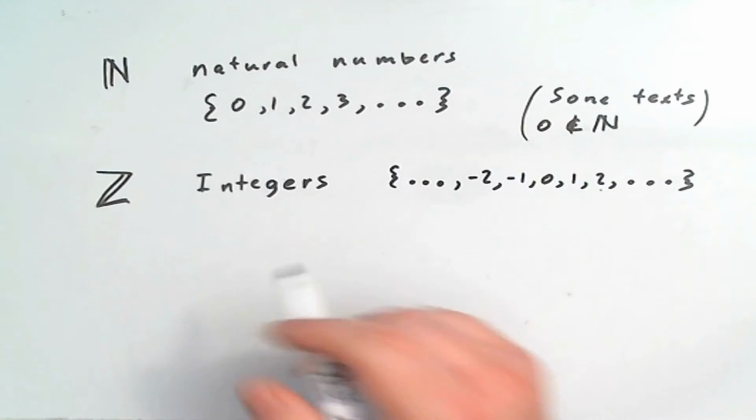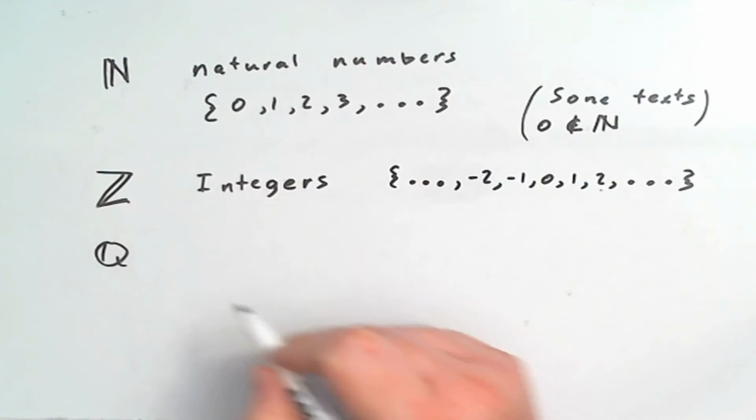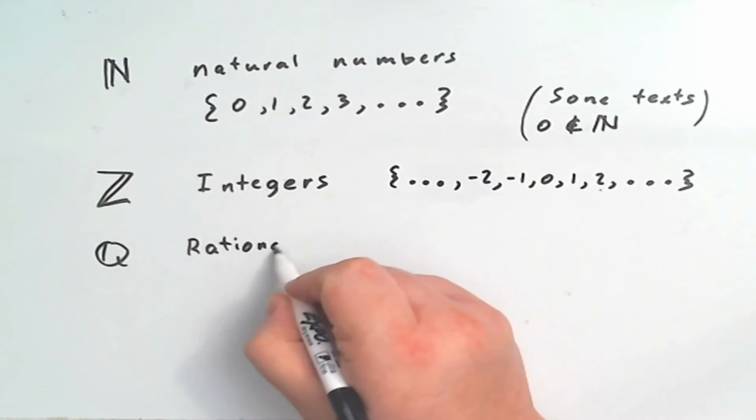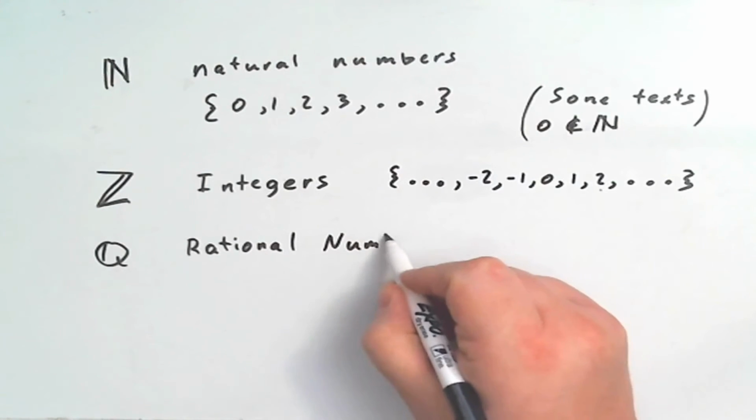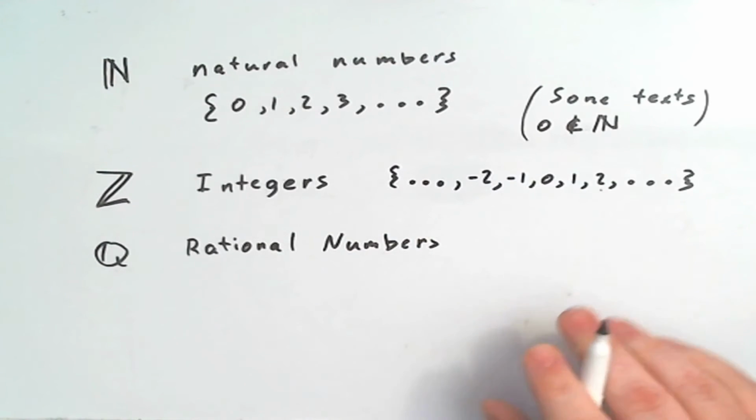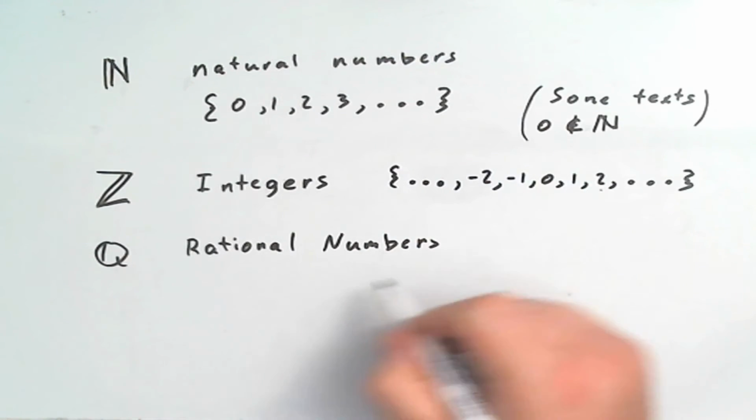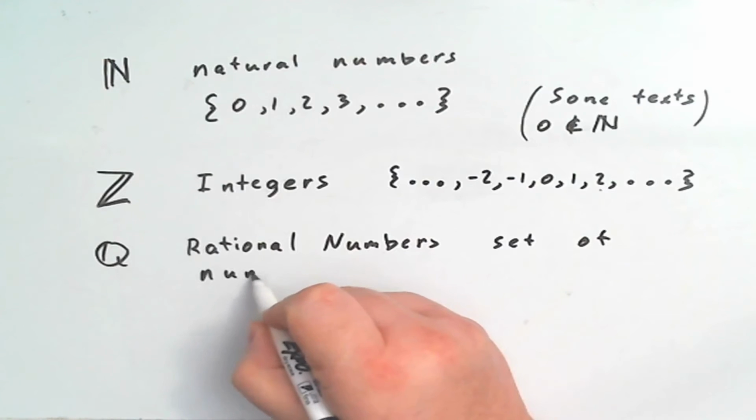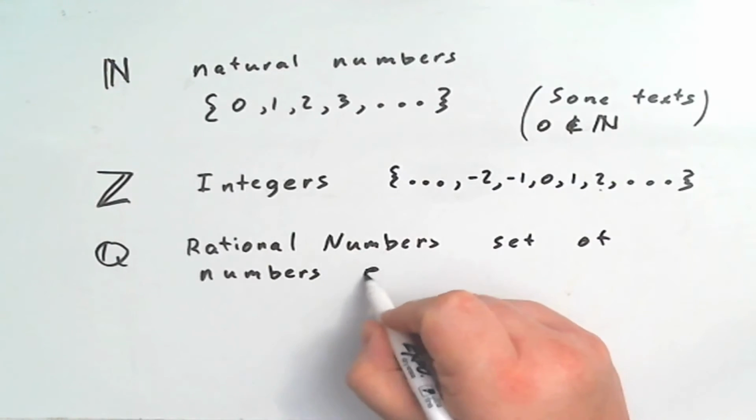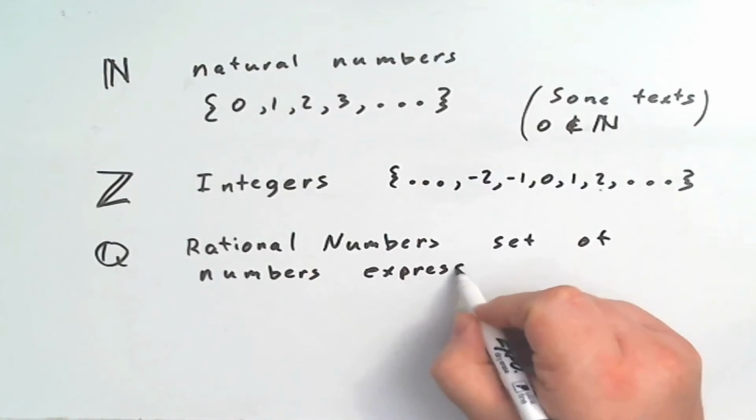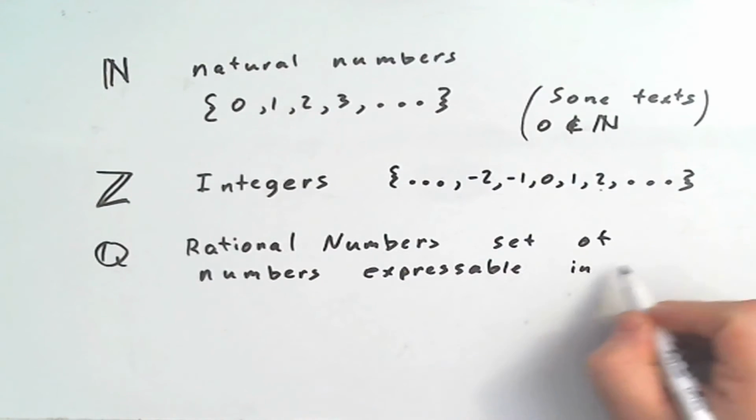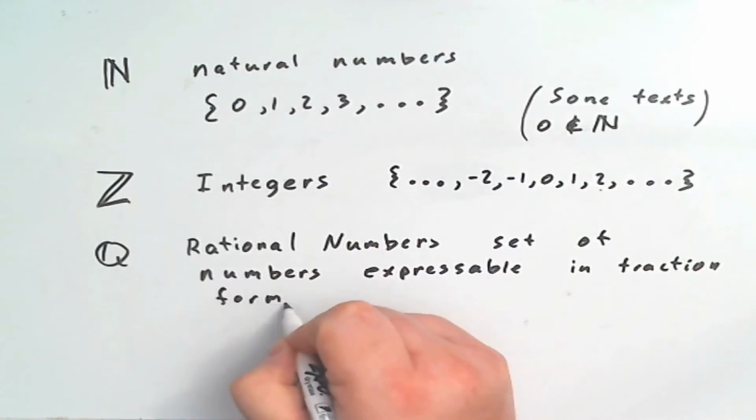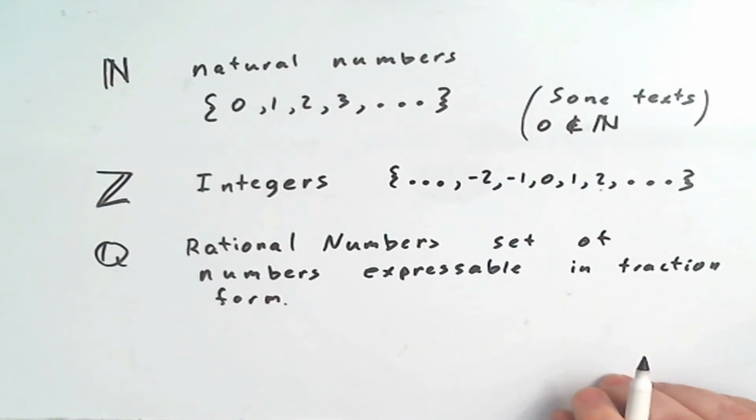Okay. Another commonly used set is called Q, and this denotes the set of all rational numbers, okay? And we won't describe too much in detail the explicit definition of rational numbers, but loosely speaking, we can think of rational numbers as the set of numbers expressible in fraction form. And that's what the set Q represents, okay?